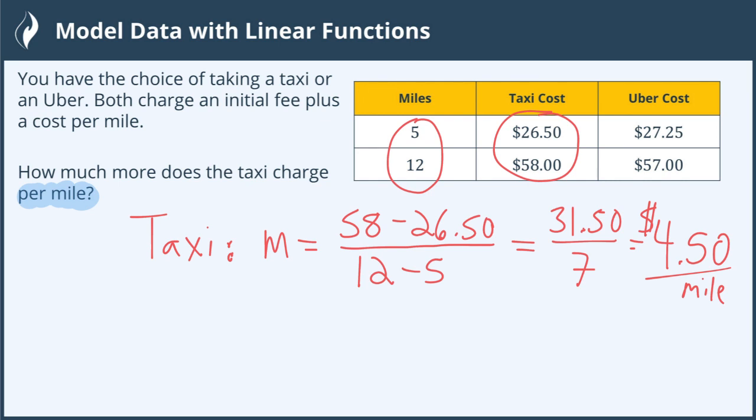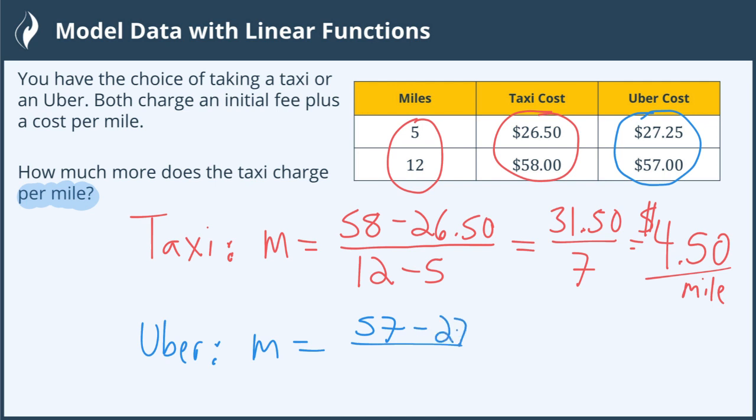Now, we can do this again, but for the Uber. So on the Uber situation here, again, we're looking for the slope. We're going to have $57 is the larger cost and $27.25 is the smaller cost. So we're going to subtract those two. And then on the bottom, we're going to subtract the miles, 12 minus 5. Now, 57 minus 27.25 is going to come out to be $29.75. That's the difference in cost between those two trips.